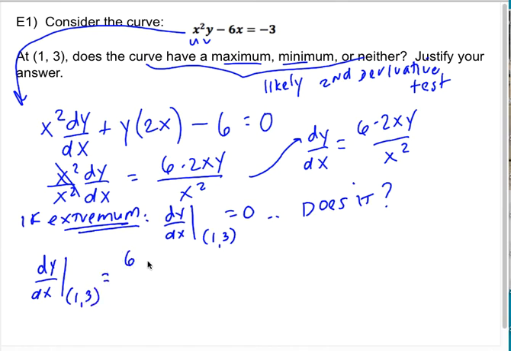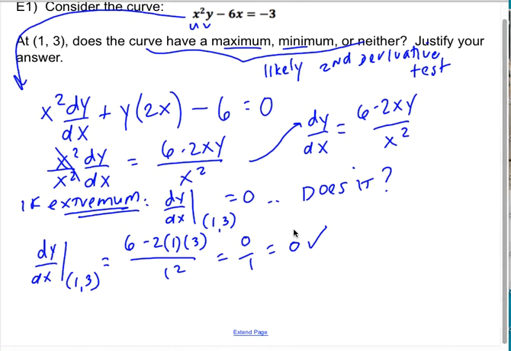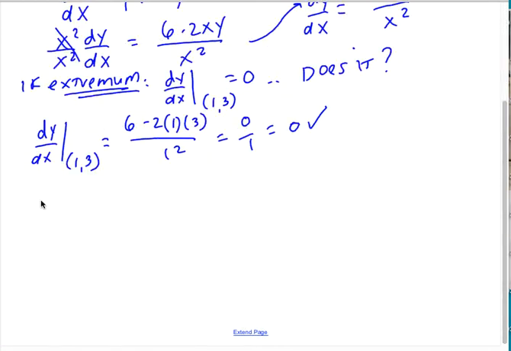and I'm going to plug in 6 minus 2 times 1 times 3 over 1 squared. Sure enough, that is 0 over 1. Yep, that's 0. Okay, cool. So now it's possible that I can do the second derivative test. So what I'm going to do is differentiate again.